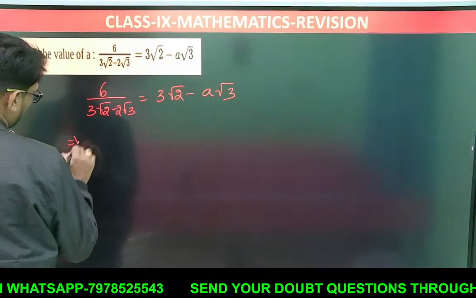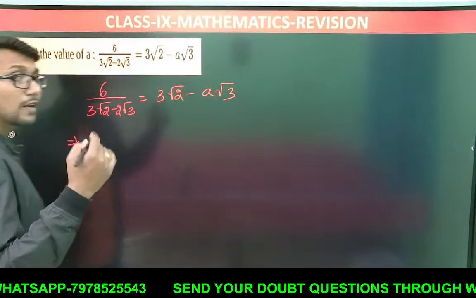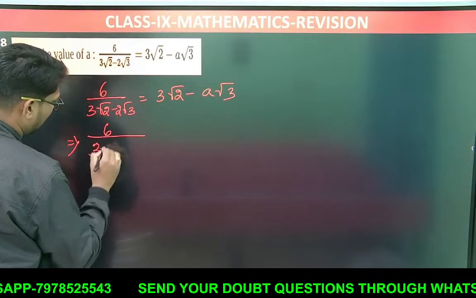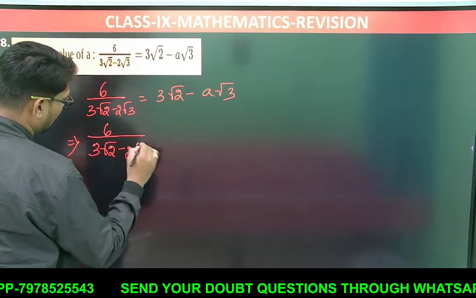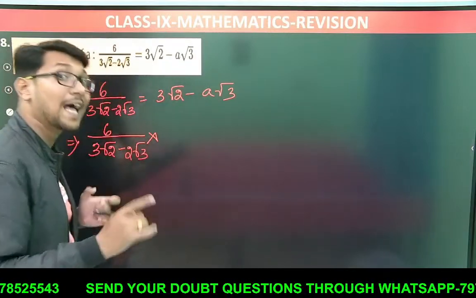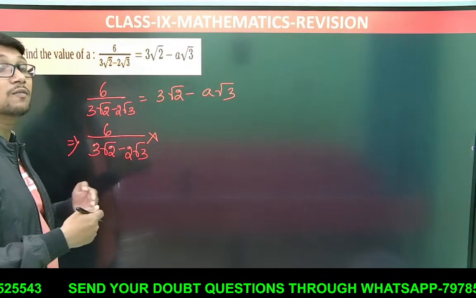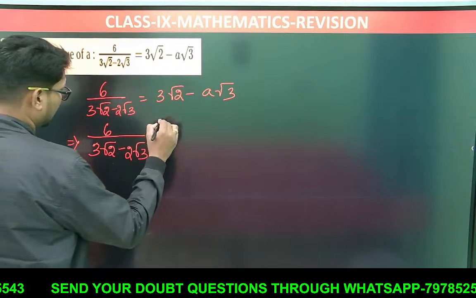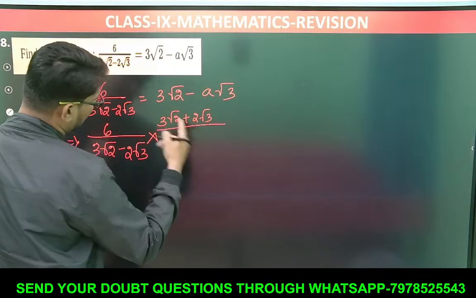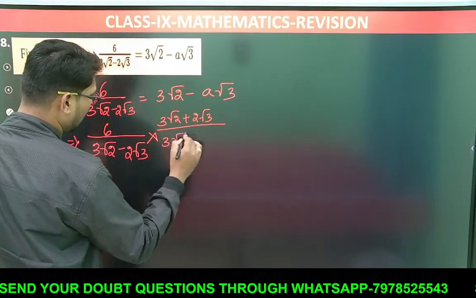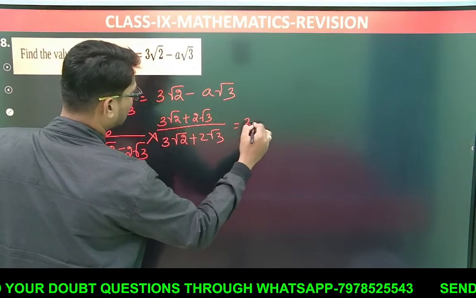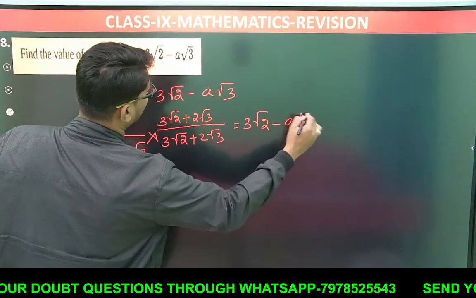So what we have to do is rationalize the left hand side, that is 6 by 3 root 2 minus 2 root 3. The denominator is irrational, so we have to rationalize by multiplying by the rationalizing factor. The rationalizing factor here is 3 root 2 plus 2 root 3. Whenever we multiply the numerator, we have to multiply the denominator also, by the same 3 root 2 plus 2 root 3, equal to 3 root 2 minus a root 3.